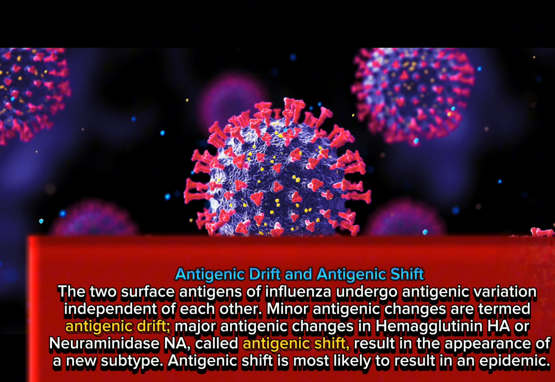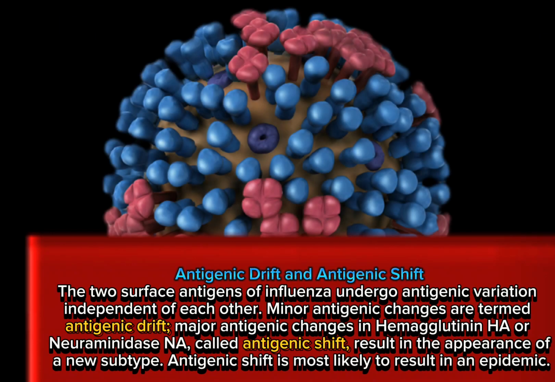Antigenic drift and antigenic shift. The 2 surface antigens of influenza undergo antigenic variation independent of each other.